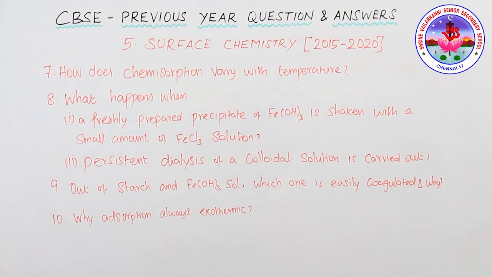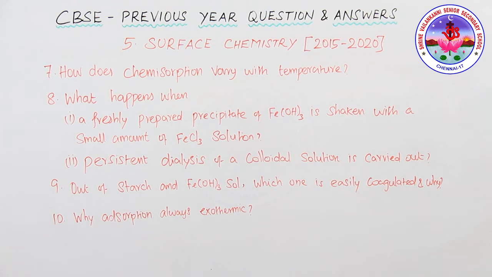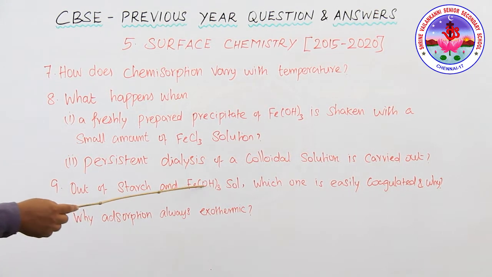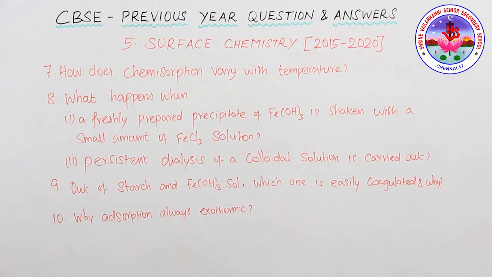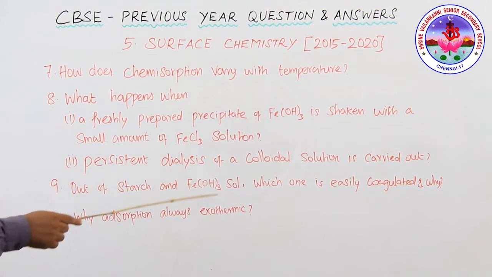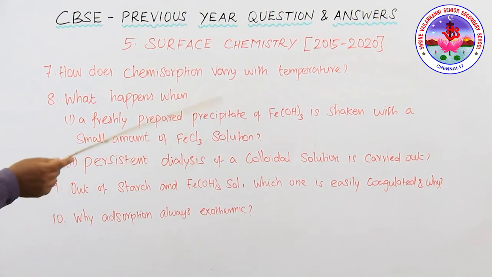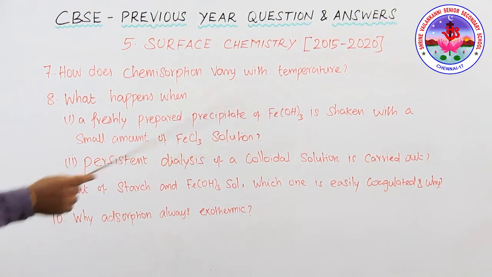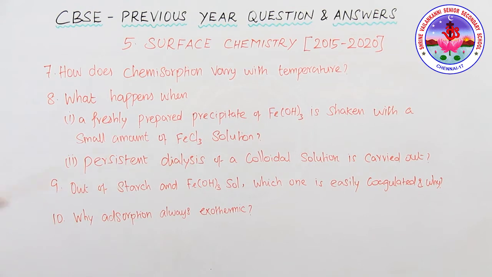Then the next question is: out of starch and the ferric hydroxide salt, which is more easily coagulated and why? So, you have to answer which one, either starch or ferric hydroxide salt, and the reason. The answer carries half mark and the sub part of the reason carries half mark.